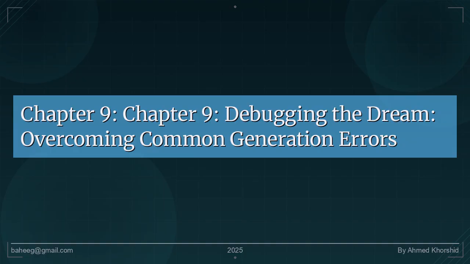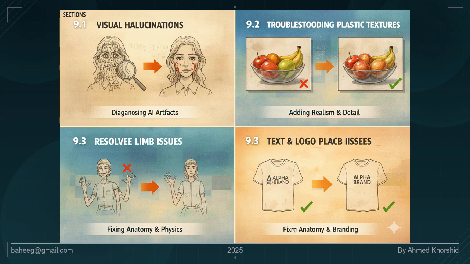Application. Chapter 9, Debugging the Dream: Overcoming Common Generation Errors. Section 9.1, Diagnosing the Root Causes of Visual Hallucinations and Artifacts. Section 9.2, Troubleshooting Plastic Textures and Oversmoothed Aesthetics. Section 9.3, Resolving Complex Spatial Relationships and Limb Rendering Issues. Section 9.4, Strategies for Handling Text Generation and Logo Placement Challenges.